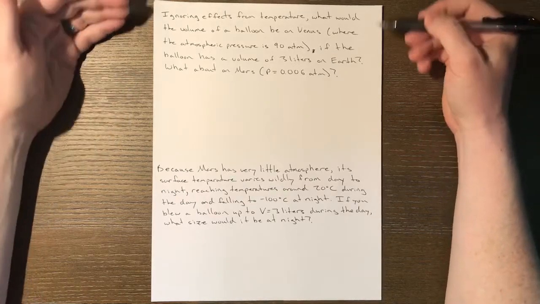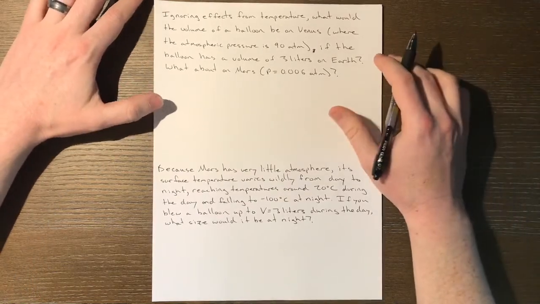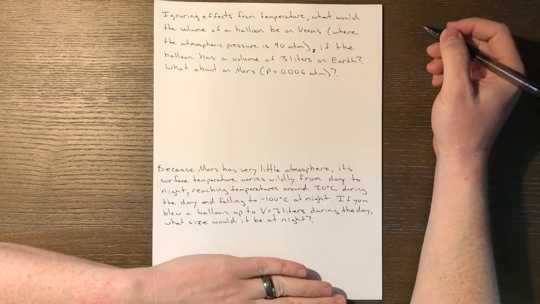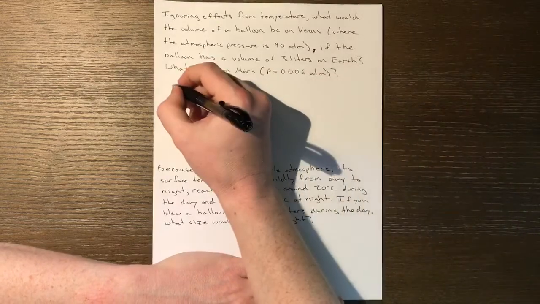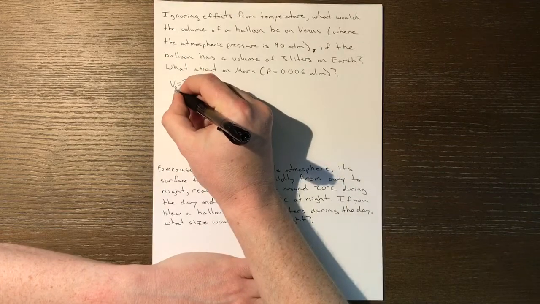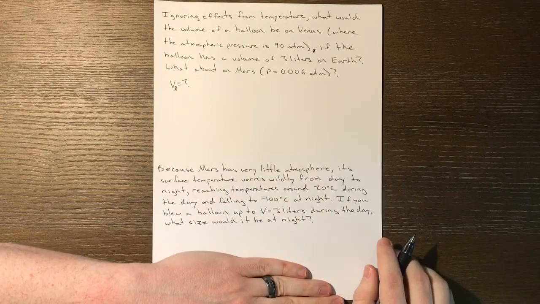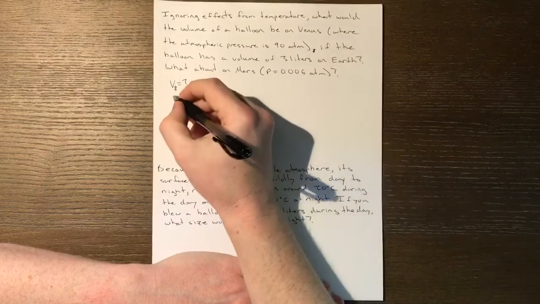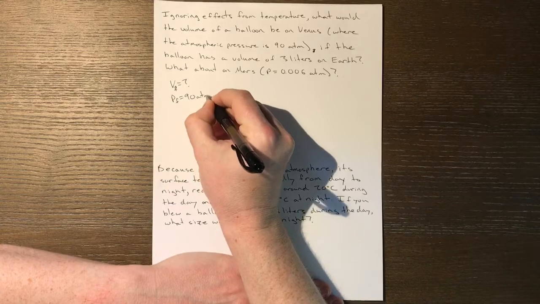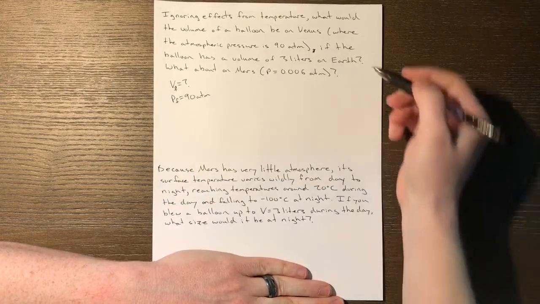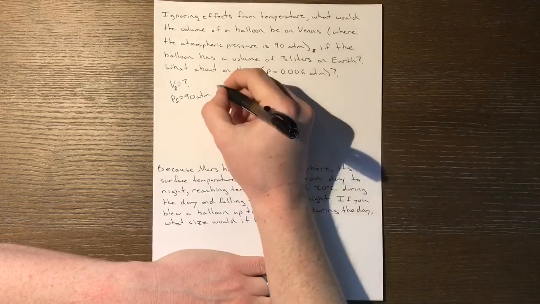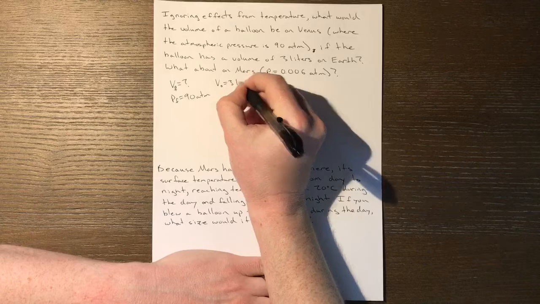All right, well, let's read through it one more time and write down our known information. So, ignoring effects from temperature, what would the volume of a balloon be? So we're actually asked for volume in this problem. That's going to be our final volume. The pressure on Venus is 90 atmospheres. Well, this is all starting on Earth. If the balloon has a volume of 3 liters on Earth, so its initial volume is 3 liters.